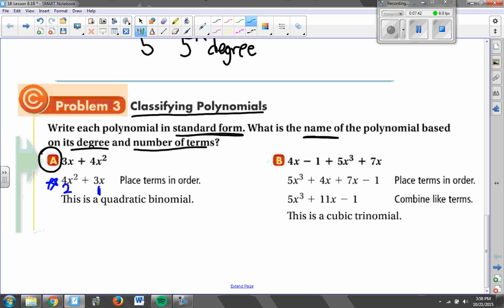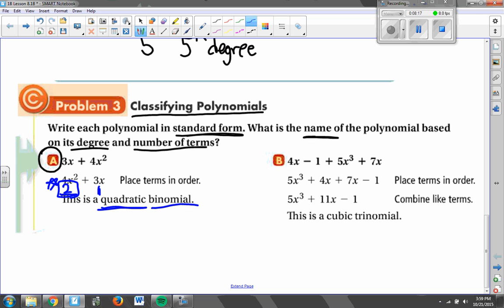Okay. Now, based on its degree, the degree here is 2, right? Our highest degree is 2, which means we have a quadratic polynomial. That comes from our table. When the degree is 2, we call it quadratic. And because there are 2 different terms here, a 4x squared and a 3x added together, 2 terms from the right-hand side of your table means binomial. So this is a quadratic, meaning degree 2, binomial, meaning 2 terms.